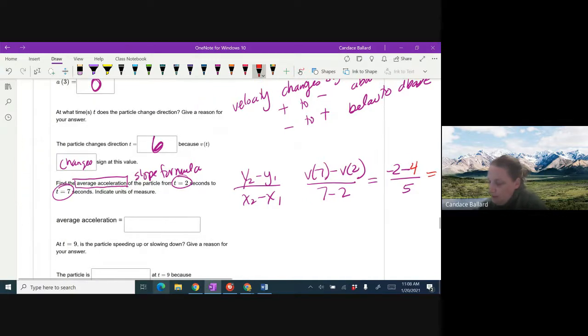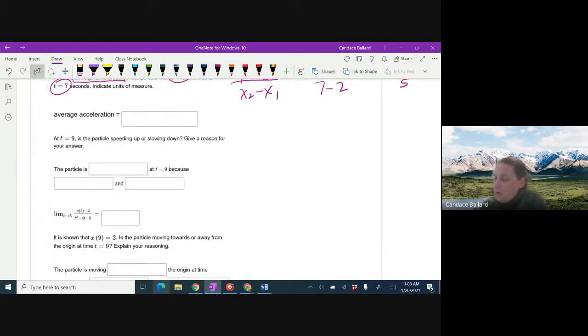All right, let's look at t equals 9. So we're supposed to be figuring out if the particle is speeding up or slowing down, okay? So just in general, okay, how do we know the particle is speeding? Oh, it's saying it's wrong on Otis? Okay, so let me put a star.